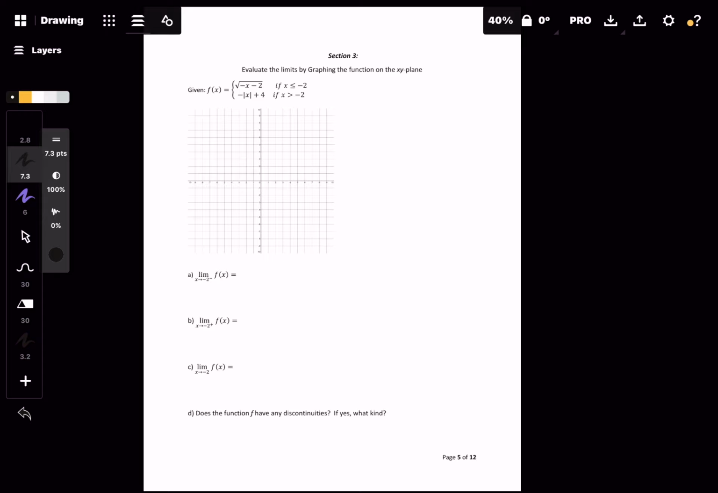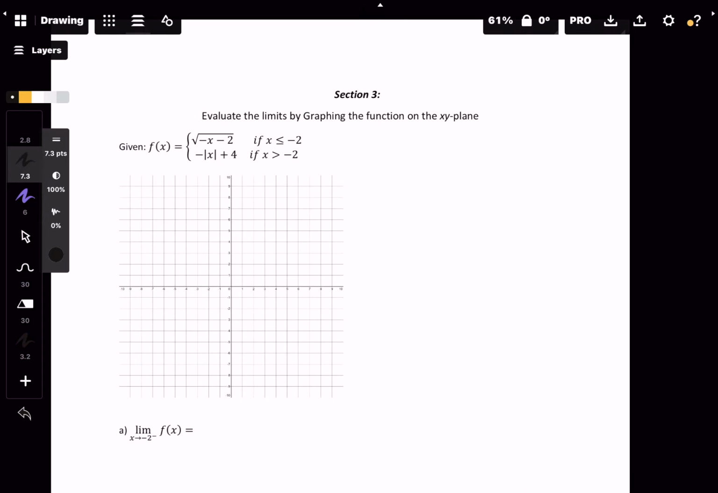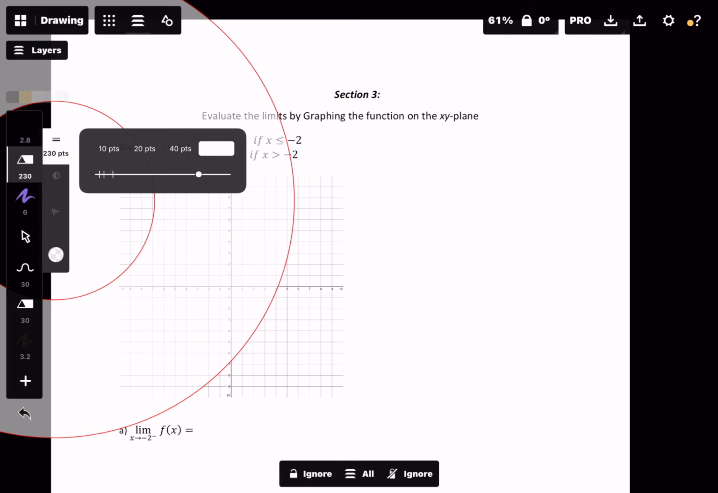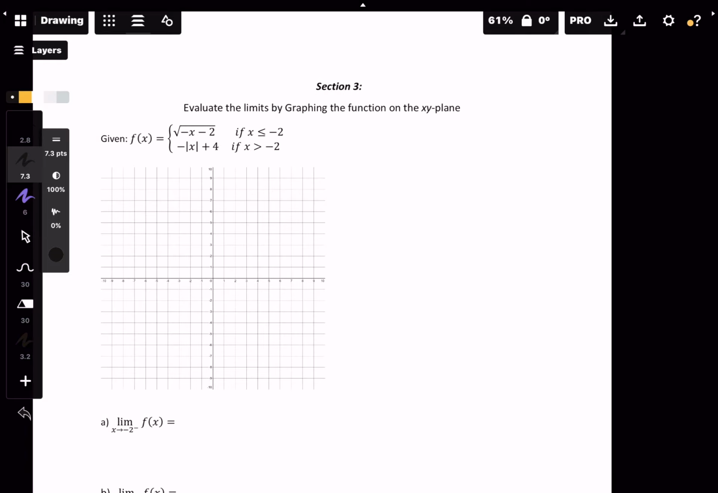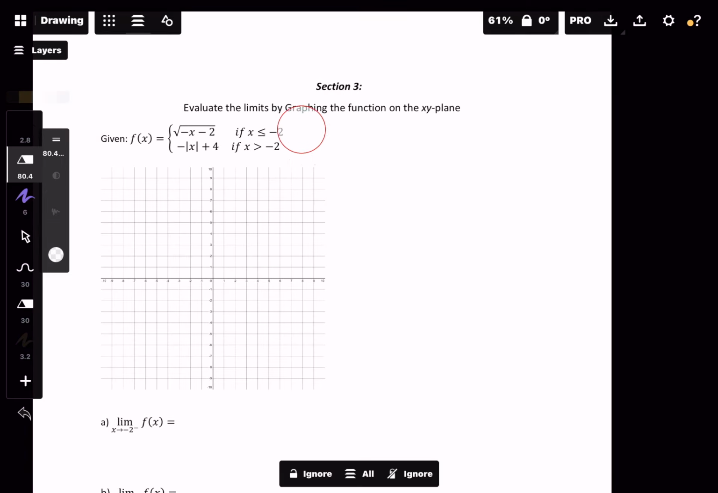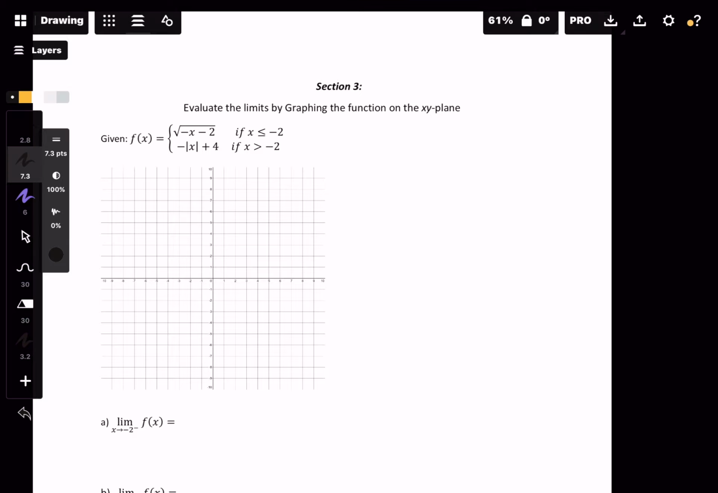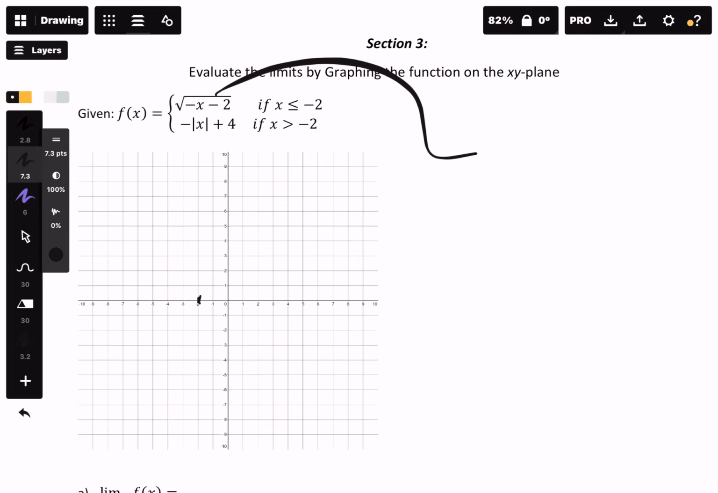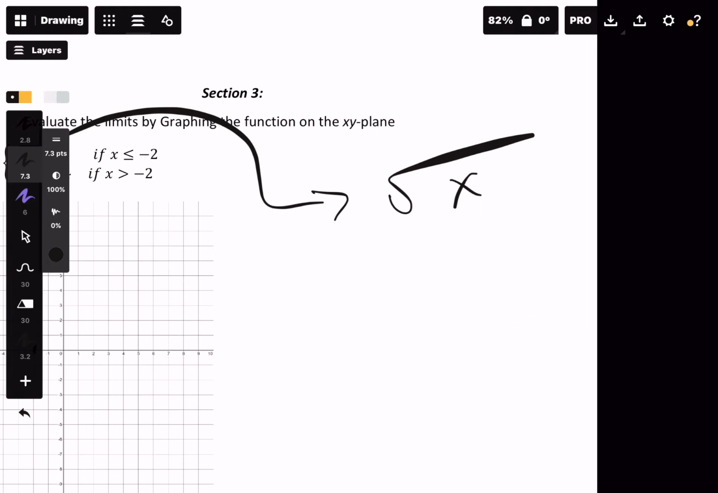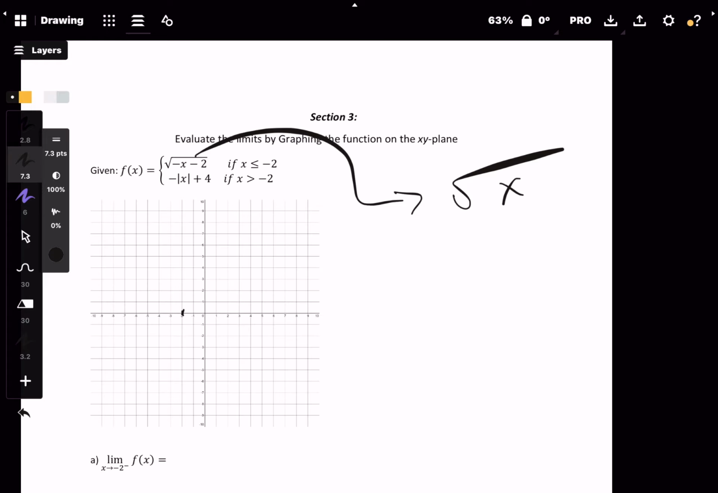Okay, we're going to do section 3, page 5. Right now we're given f of x, and we want to graph the function on the xy plane. Let me make this eraser a bit smaller so I don't make any accidents. The first thing I see is that f of x is defined for x greater than or equal to negative 2. This tells me the function is going to stop at negative 2 no matter what. But this function reminds me of the regular function, root x, which looks something like this.